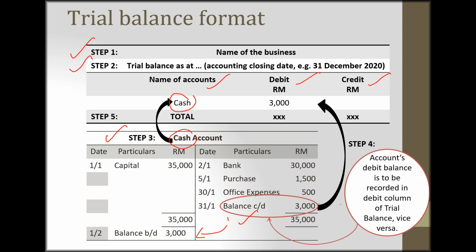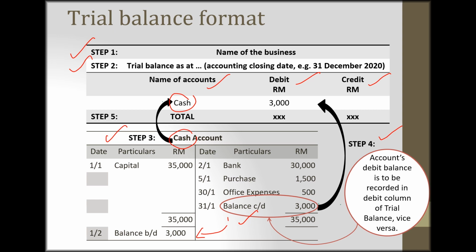So when you transfer to the trial balance, you have to transfer that on the debit side. You have to put that 3,000 on the debit side because it is a debit balance. Whereas accounts with a credit balance have to be put in the credit column. So step 4: accounts with a debit balance are to be recorded in the debit column of the trial balance, and vice versa.